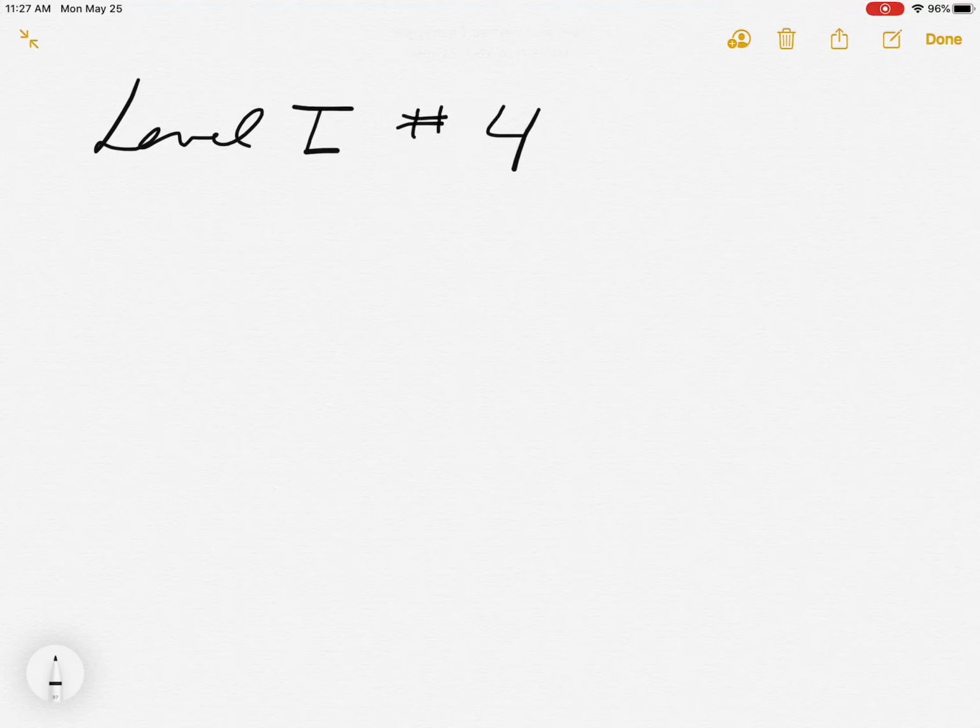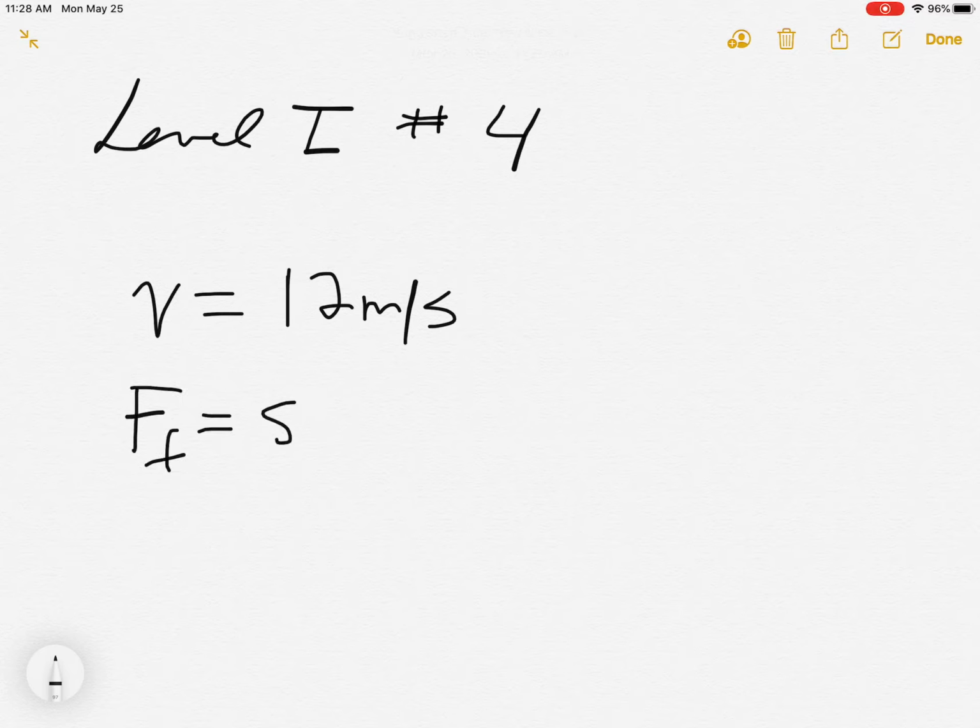Level 1, number 4. This one is actually fairly simple, but you have to think about a little substitution. So what we have here is a jet ski, and what we're given is a constant speed of 12 meters per second. And the only other number is the friction force of 800 newtons in the opposite direction.